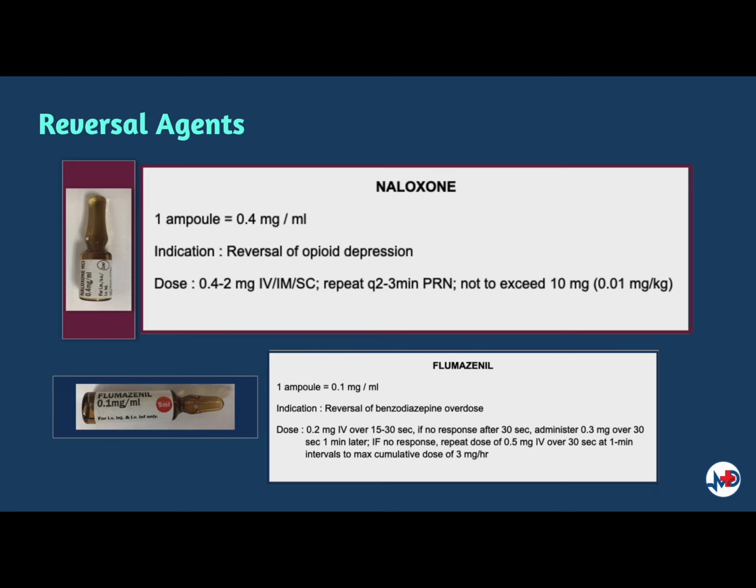As for flumazenil, it is used for the reversal of benzodiazepine overdose. 1 ampule equals 0.1 milligrams per mL. The dosage to be administered would be 0.2 milligrams intravenously over 15 to 30 seconds, and if there's no response after 30 seconds, administer gradually a higher dose as you up-titrate. Maximum cumulative dose should be 3 milligrams per hour.